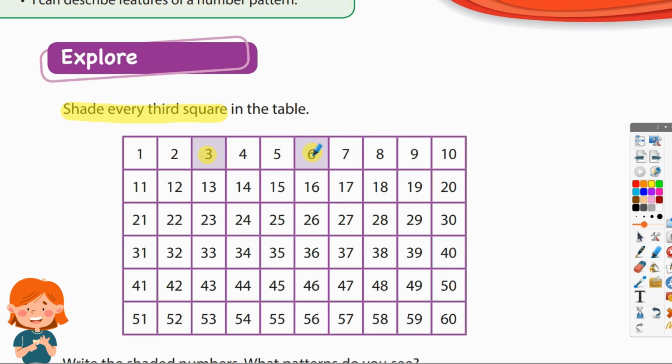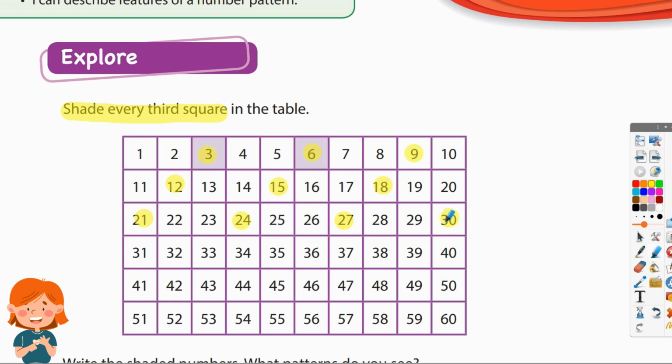Now, if I have 6, from 6 I need to count 3 more. So I'm going to keep going. 1, 2, 3. From 9, I count 3 more. From 12, I add 3 more. From 15, I add 3 more. From 18, I add 3 more. From 21, I count 3 more. From 24, I count 3 more. So the rule is that every number I land on, I add 3 more to it.